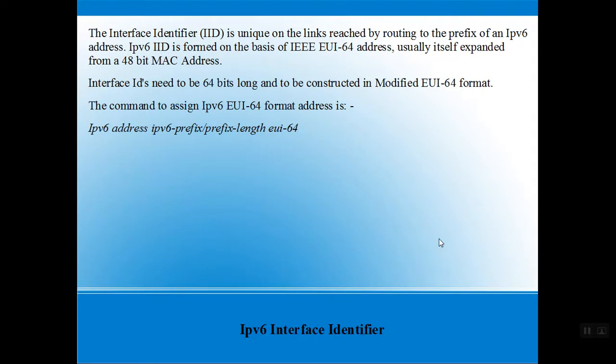Now, what is the IPv6 interface identifier? The interface identifier, or IID, is unique on the links reached by routing to the prefix of an IPv6 address. The IPv6 IID is formed on the basis of the IEEE EUI-64 address, usually itself derived from a 48-bit MAC address. Interface IDs need to be 64 bits long and constructed in modified EUI-64 format. The command to assign an IPv6 EUI-64 format address is: ipv6 address ipv6-prefix/prefix-length eui-64.